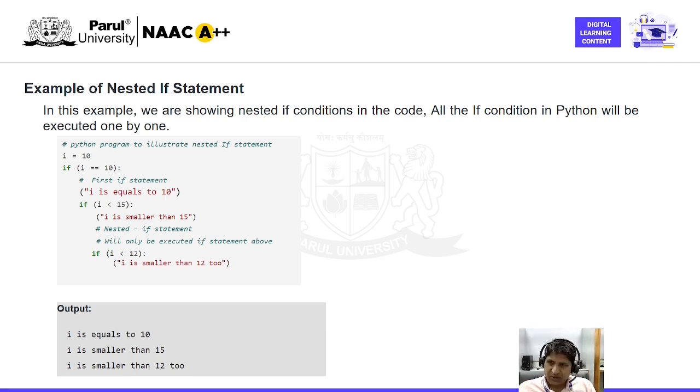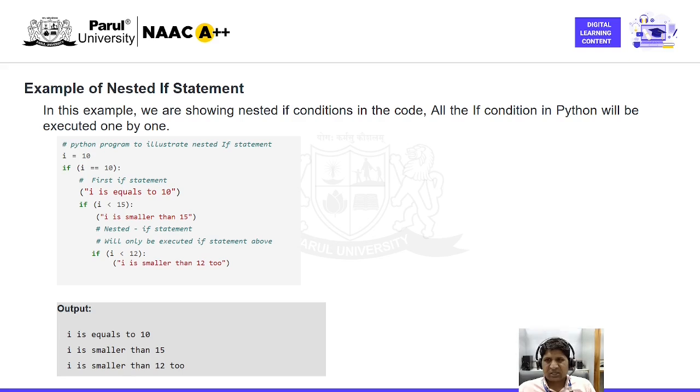I is equal to 10, I is less than 15, and I is less than 12. Once you check the first condition, then check the second condition, and then check the third condition, and all three statements are executed because all three conditions are true. Once a condition is false, then you cannot execute the inner statements.